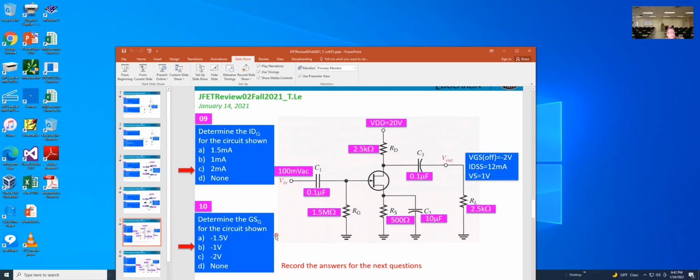Number 10, they want to know VGS. Okay, VGS equal VG minus VS. VG equal 0. And VS we already calculated, and they already given to you 1 volt. Then VGS equal minus 1 volt. For number 10, answer will be B.